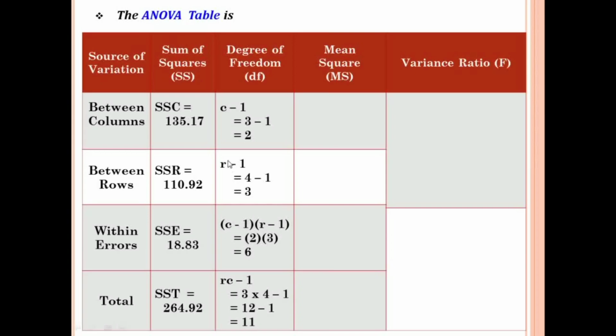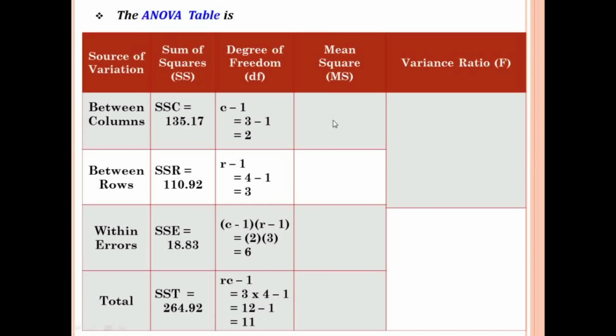Within errors means we multiply row and column, which means C minus 1 into R minus 1. We get 2 into 3, 6. Total value is nothing but, first you simplify this, then adding these 3 values, you get 11. Otherwise, R, we have 4, R value is 4. Column is what? We have 3. So 3 into 4, 12. 12 minus 1, 11. Okay.